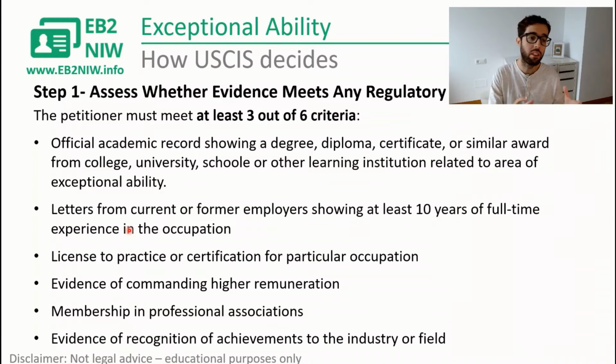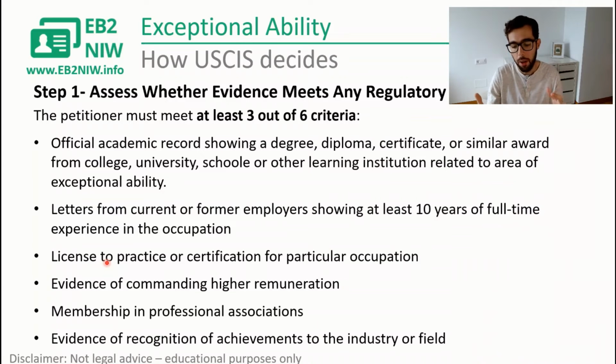So the second one is letters from current or former employers showing that you have at least 10 years of full-time experience in the occupation. And really read the sentence in its entirety. You have to show 10 years of full-time experience. It cannot be 10 years of part-time or 8 years of full-time. So if you think you have that, then just gather letters from your employers showing that indeed you have those years of experience. Another way is a license to practice or certification for a particular occupation.